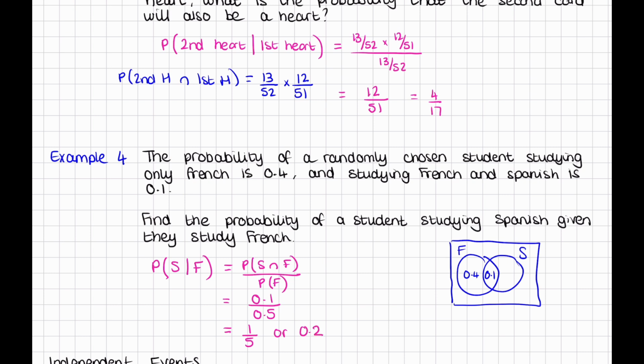But in this situation, it was good to draw a quick sketch of a Venn diagram so we can see that the probability of the given part, the probability of French for the denominator of the fraction, was 0.5, not 0.4, as I think a lot of people would do in this question if it was in an exam.